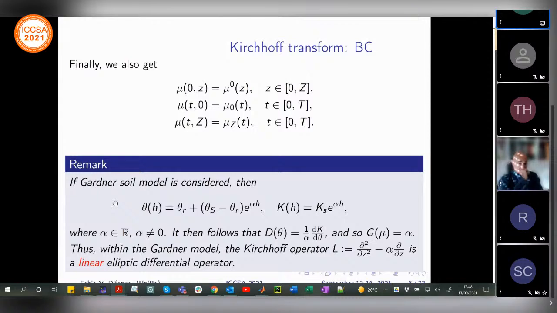Gardner's model together with the Kirchhoff operator L makes Richards' equation a linear parabolic equation, because L, the Kirchhoff operator, is a linear elliptic differential operator. This is very easy to see: L is just a second-order derivative in space minus a multiple of the first-order derivative with respect to z.